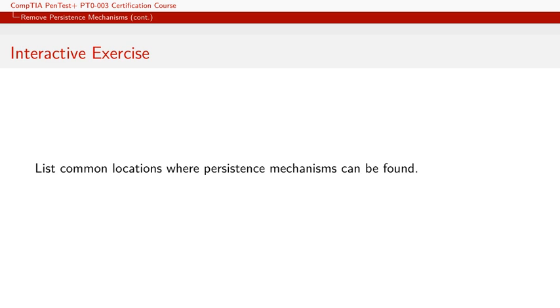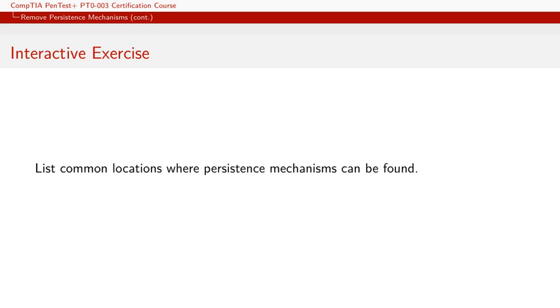Persistence mechanisms can exist in various areas within an operating system. For example, they might be added to the registry keys, startup folders, scheduled tasks, or services. These locations are often used because they provide a reliable way for malware or other unwanted software to execute upon system boot or user login. By identifying these locations, we can better locate and remove unwanted persistence mechanisms.